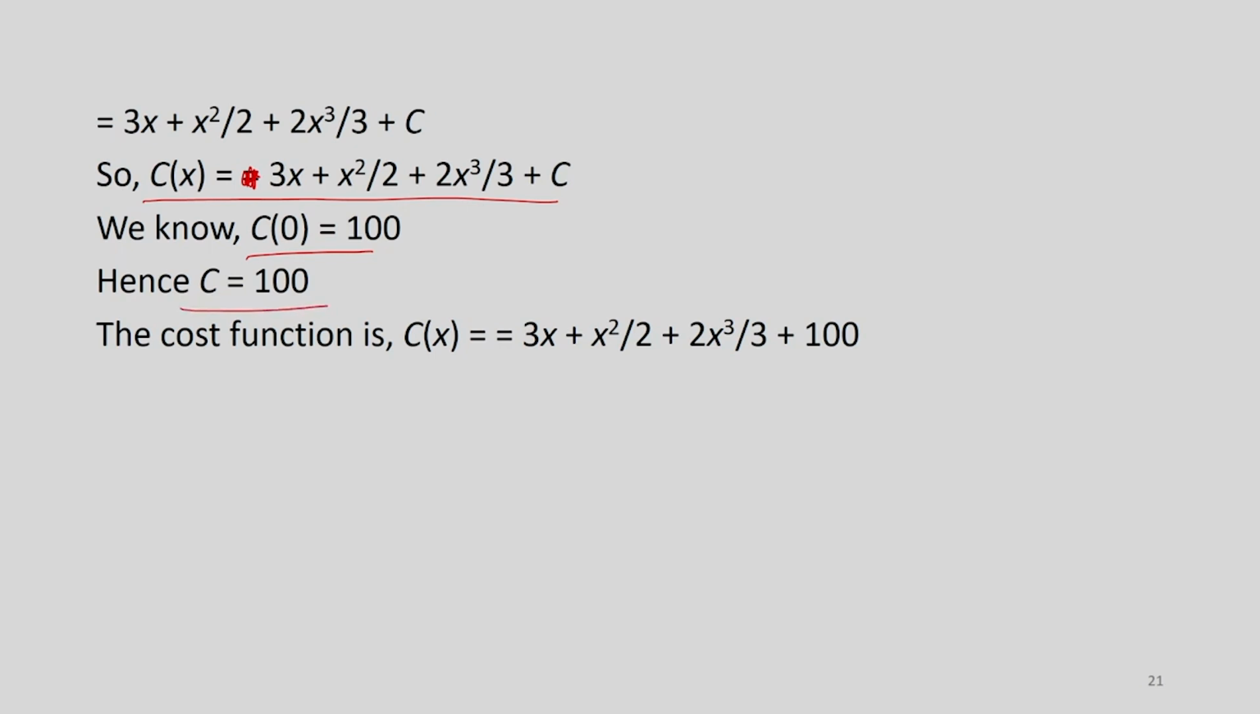and this is substituted back in this function. So, the total cost function is found to be 3x plus x square divided by 2 plus 2x cube divided by 3 plus 100. Okay, done.